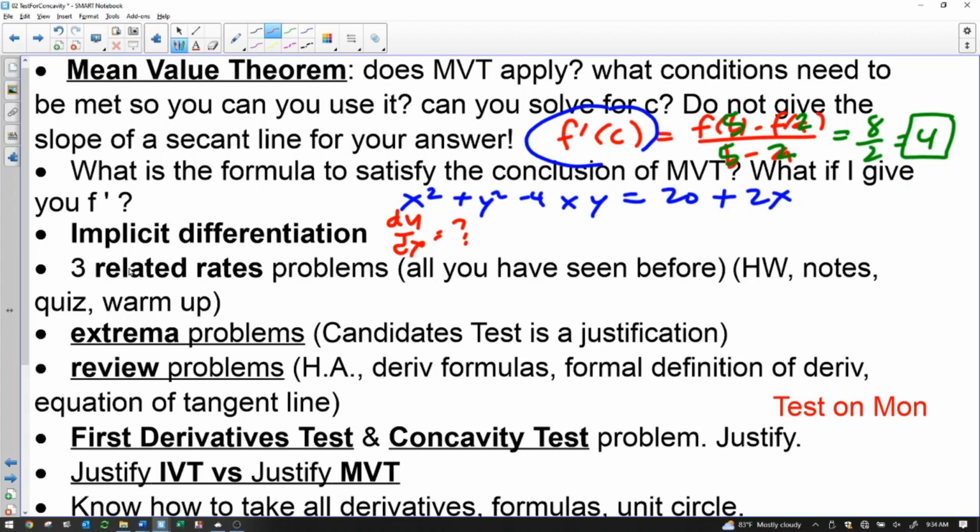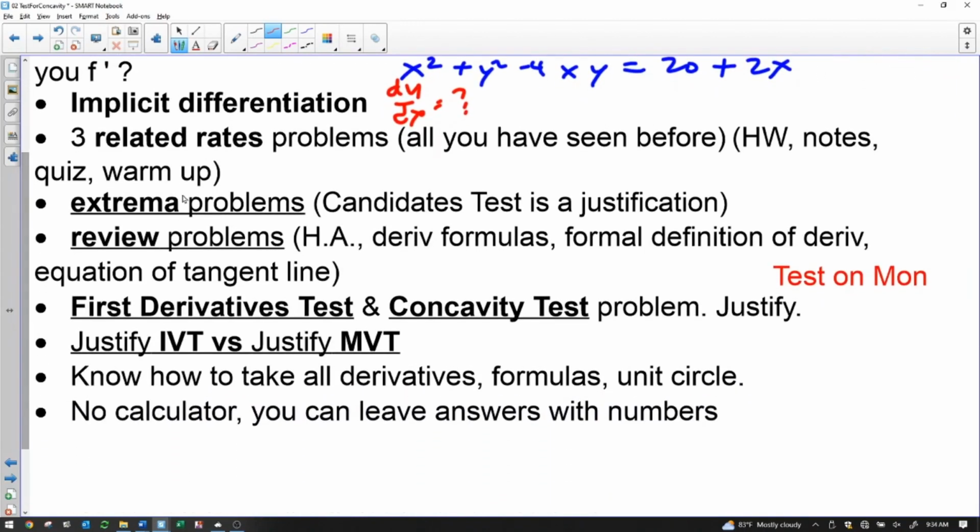Related rates. There's 3 related rates problems on your test. If you take the first test, then the tangent theta problem will not be on it. So just FYI, I'll just pick 3 problems that you've seen before. Okay, the extrema problems. When I say extrema, do you guys realize what that means?